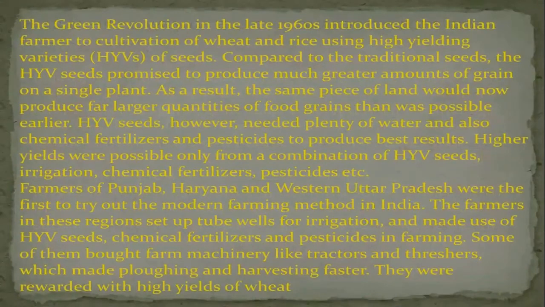Now the Green Revolution that came in the late 1960s introduced Indian farmers to the cultivation of wheat and rice using HYV. HYV means high yielding varieties of seeds. These seeds were manufactured in a way that they could give a better return.